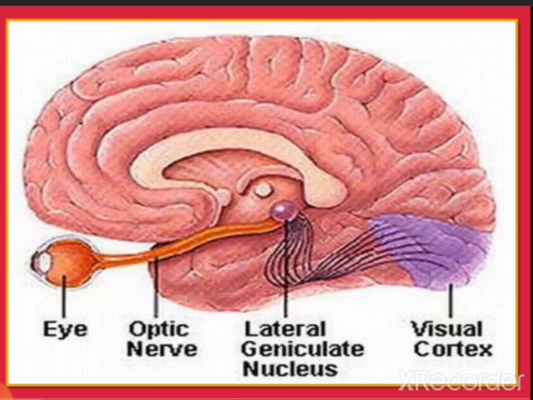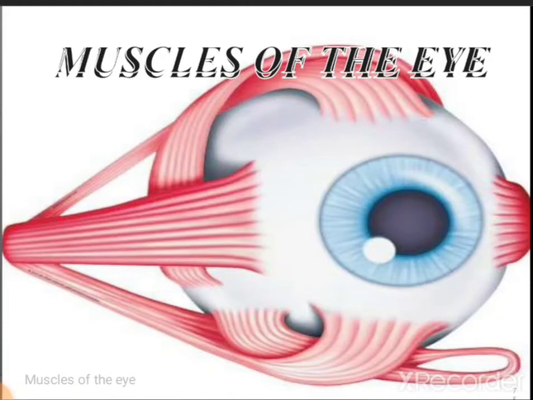This is how the eyeball receives all the light sensations, and they are transferred through the optic nerve, and then to the lateral geniculate nucleus, and finally the image is formed in the visual cortex.